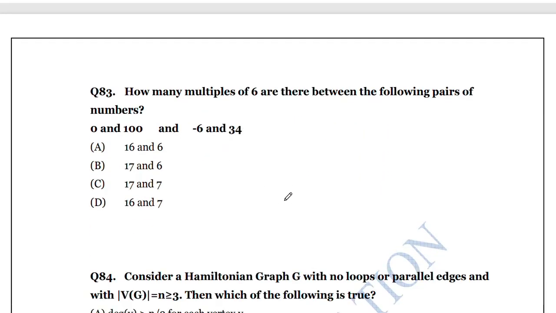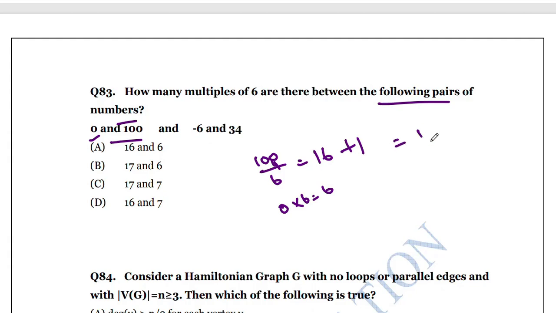The next question is, how many multiples of 6 are there between the following pair of numbers, 0 and 100? So between 0 and 100, how many multiples are there? 100 divided by 6: 1 six is 6, and 16 sixes are 96. But 0 is also here. It will count from 1 six is 6, 2 sixes are 12. So 0 times 6 is 0, so 0 will also come. So 16 plus 1 is 17.